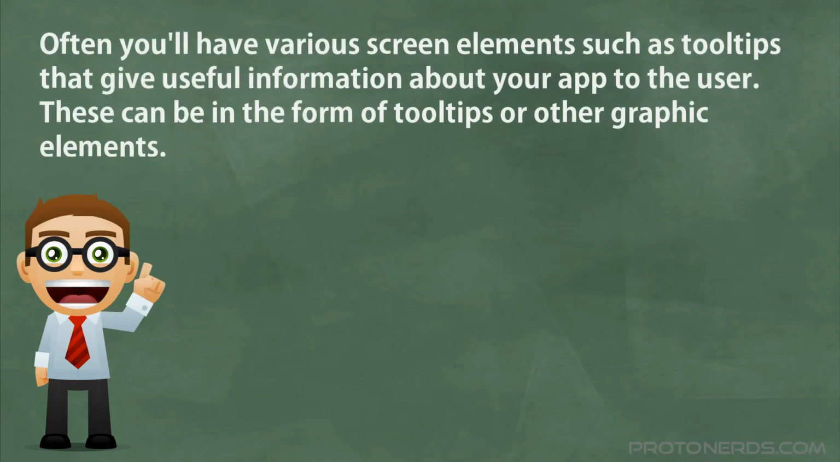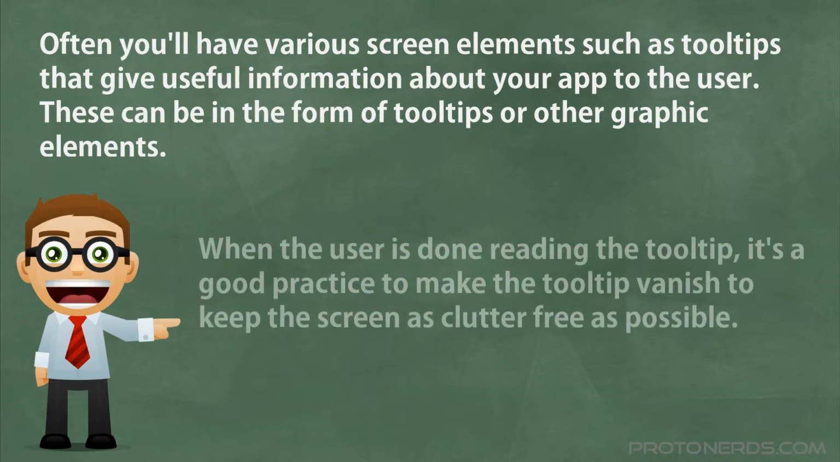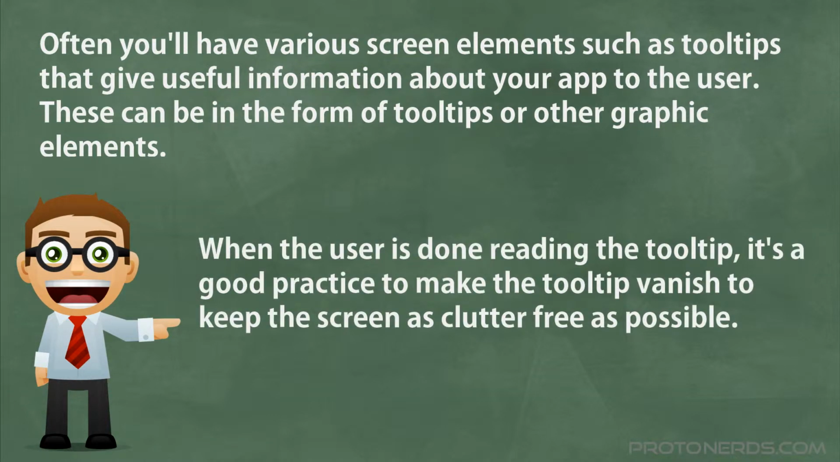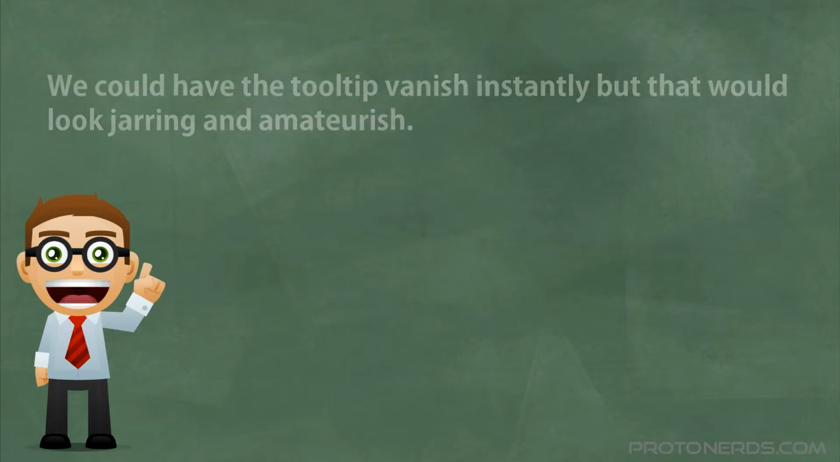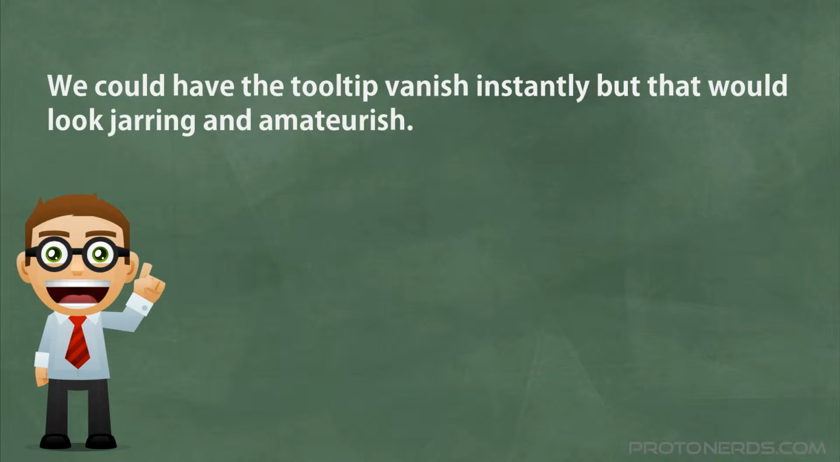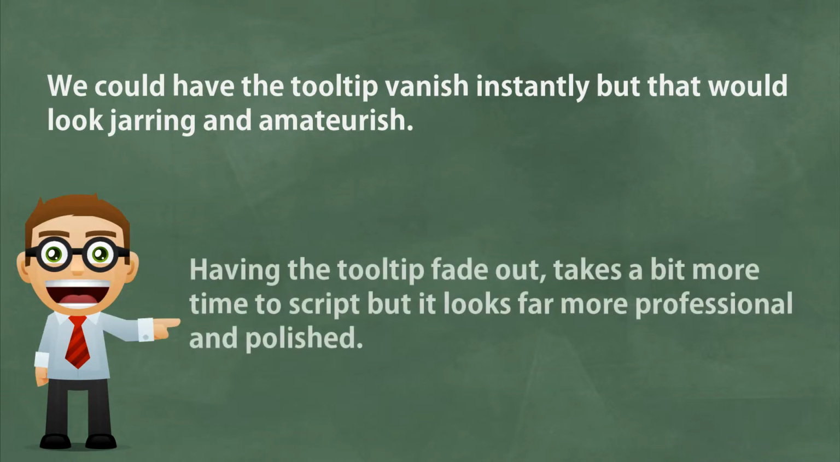Often you'll have various screen elements such as tooltips that give useful information about your app to the user. These can be in the form of tooltips or other graphic elements. When the user is done reading the tooltip, it's a good practice to make that tooltip vanish to keep the screen as clutter-free as possible. We could have the tooltip vanish instantly, but that would look jarring and amateurish. Having the tooltip fade out takes a bit more time to script, but it will look far more professional and polished.